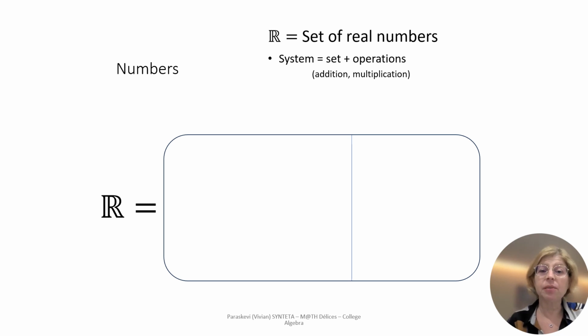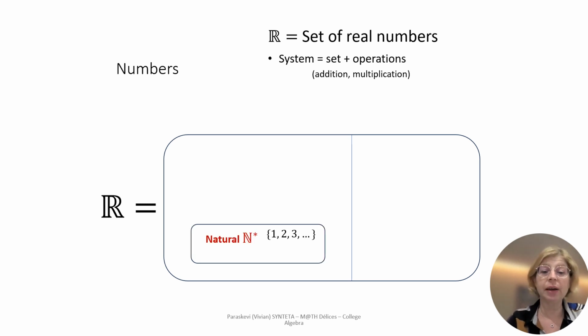Mathematics deals with numbers, and the most commonly used set of numbers is the set of real numbers, R, the numbers that we use in everyday life. R is made of the natural numbers, extended by 0 to become the whole numbers in order to represent the empty. So 0, 1, 2, 3, 4, 5, the usual numbers that we know.